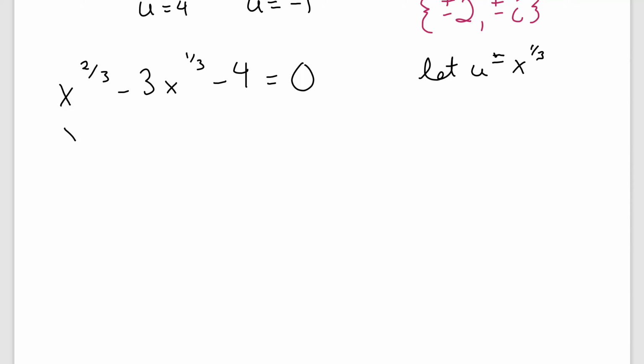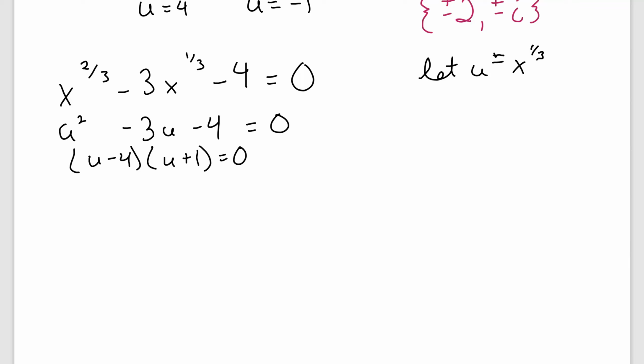So then I would have u squared minus 3u minus 4 is equal to 0, which we just saw. That's going to be u minus 4 times u plus 1 is equal to 0. So u is going to equal 4, and u is going to equal negative 1.